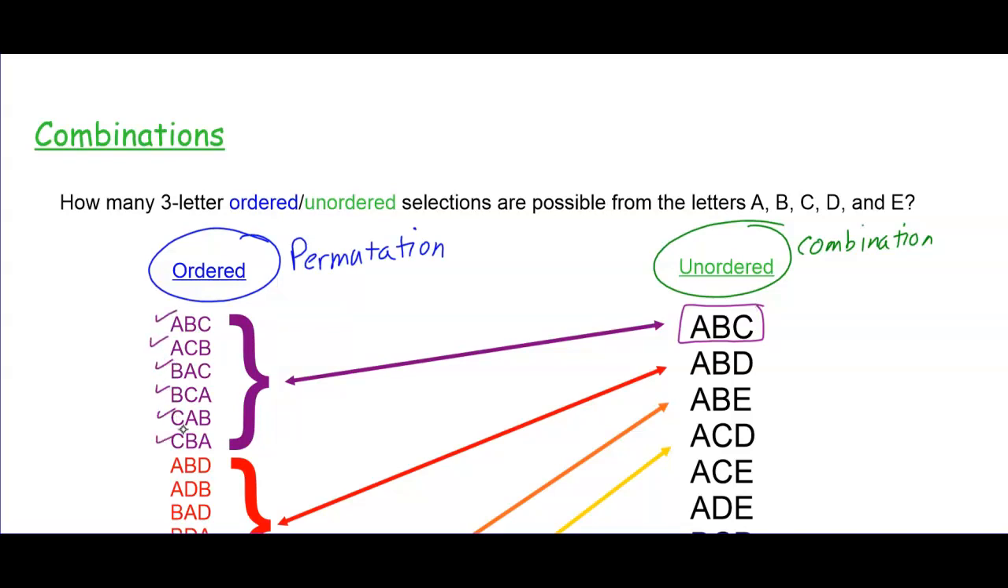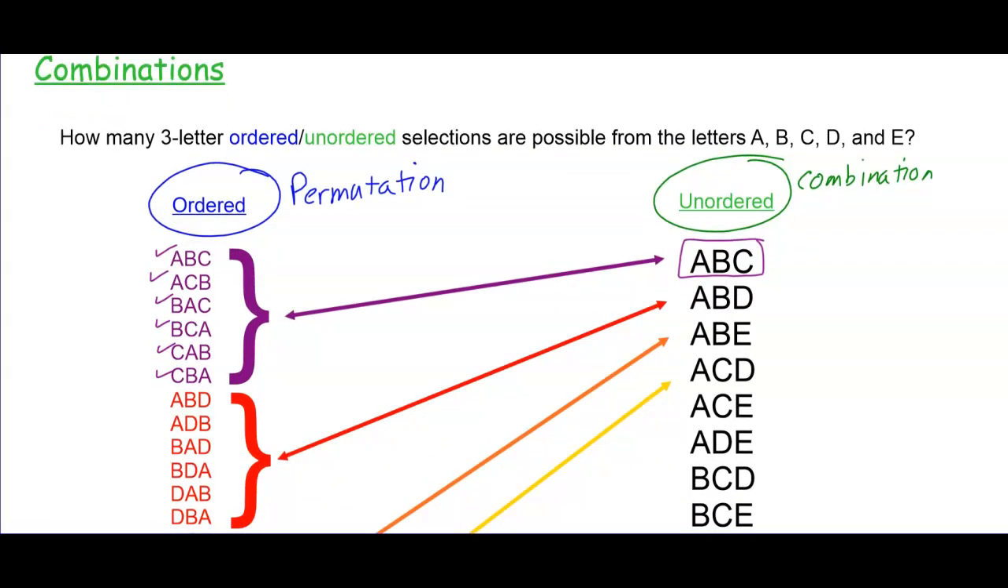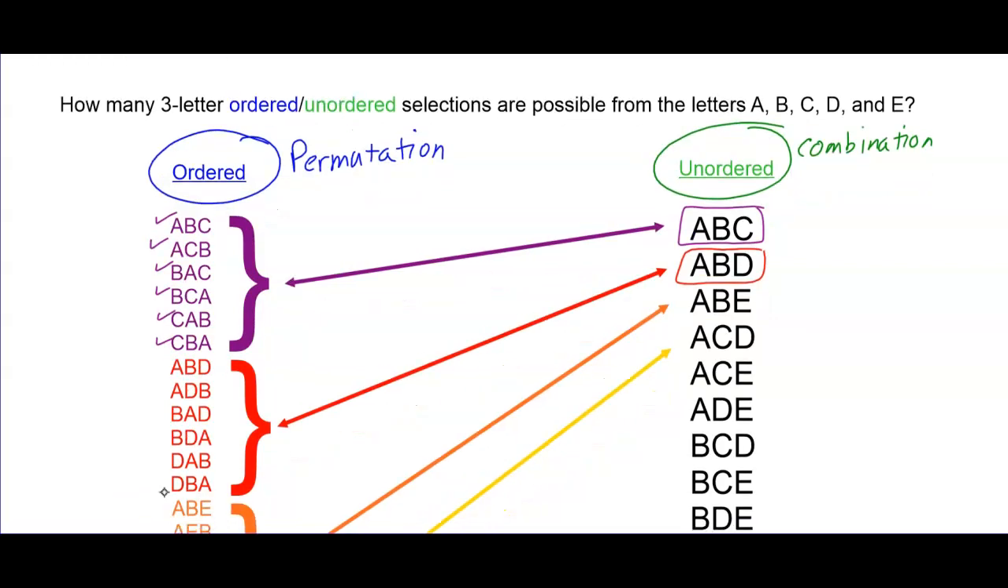There are 6 different ways that those 3 letters could be put in a specific order. If you don't care about the order, it's just ABC. But if the order matters, then there's 6 different possibilities. And the same thing would be true for any particular 3 choice of letters. I mean, it doesn't really matter if it's ABD instead of ABC. There are still 6 possibilities.